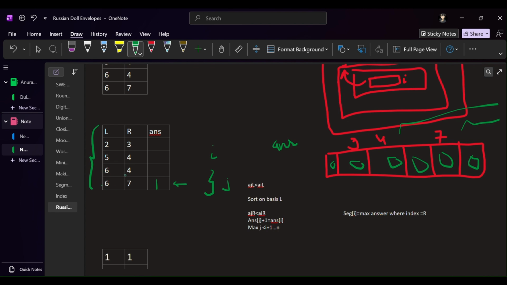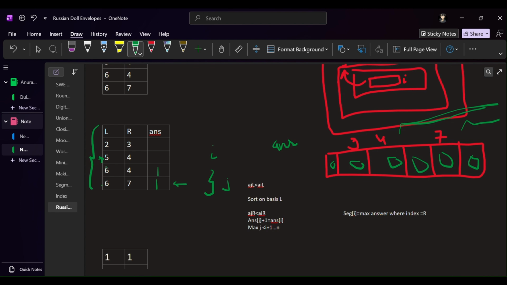So for this the answer is going to be 4 plus 1, that is index 5 till the last index, whatever the maximum value is, plus 1. The maximum is going to be 0, so the answer for this is going to be 1. Now we are going to calculate the answer for this index.